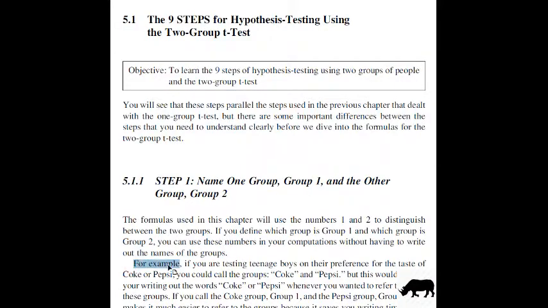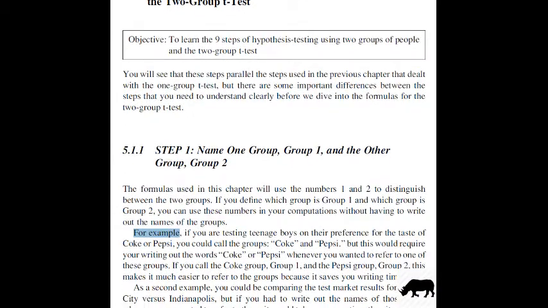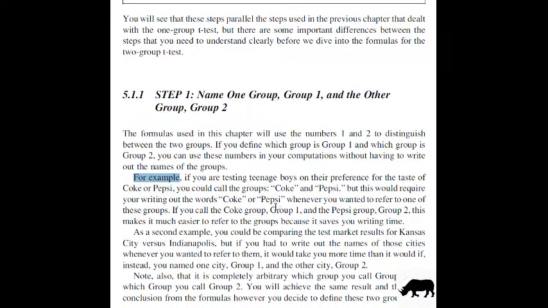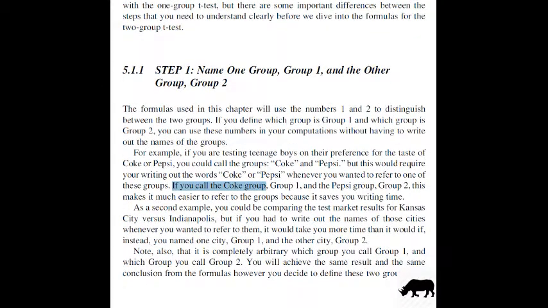For example, if you're testing teenage boys on their preference for the taste of Coke or Pepsi, you could call the groups Coke and Pepsi. But this would require you writing out the words Coke or Pepsi whenever you wanted to refer to one of these groups. If you call the Coke group, Group 1, and the Pepsi group, Group 2, this makes it much easier to refer to the groups because it saves you writing time.